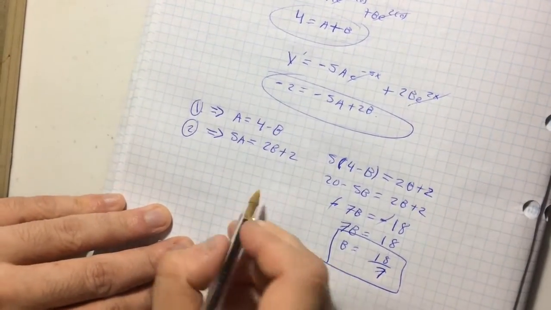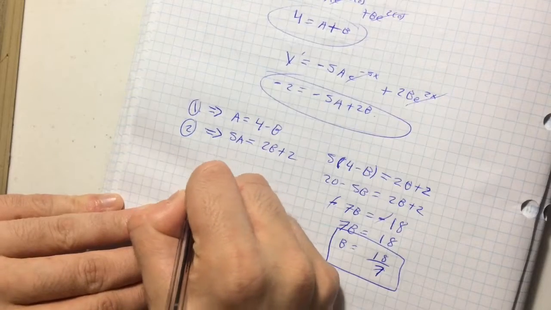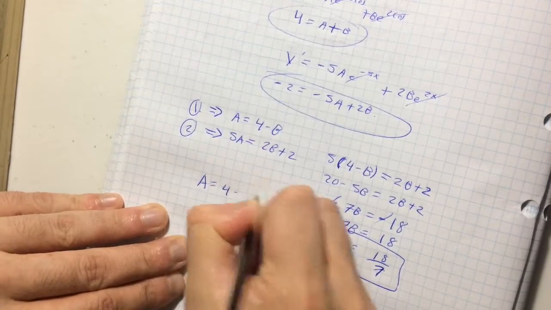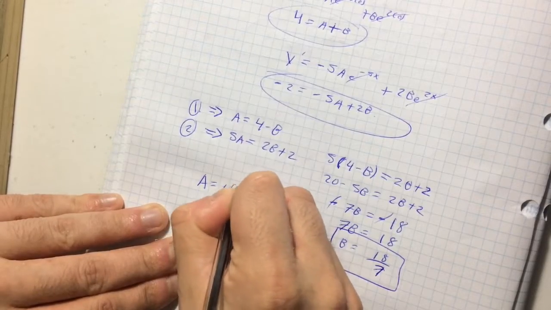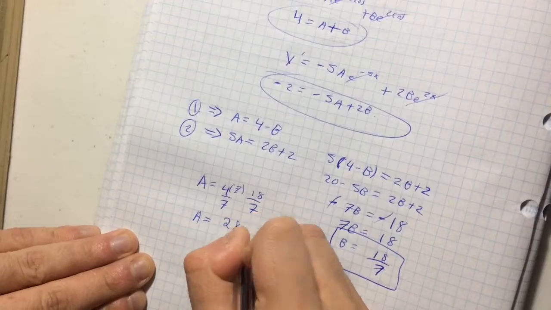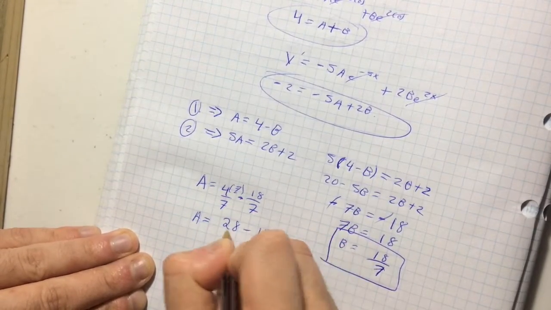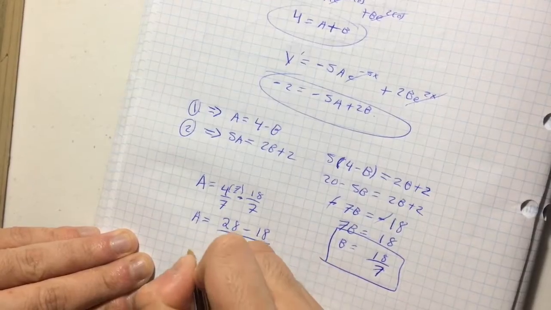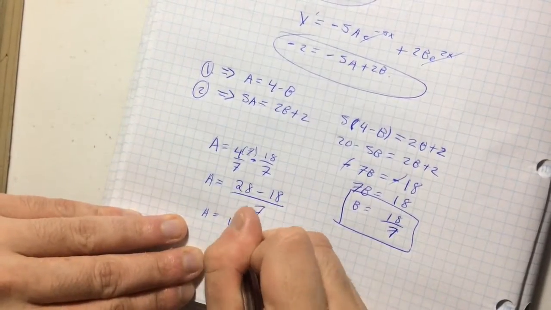Now we can solve for a. So we know that b is equal to 18 over 7, then we use our first equation again, so a is equal to 4 minus 18 over 7. So we use lowest common denominators, so a is equal to 28 over 7 minus 18 over 7. So a is equal to 10 over 7.